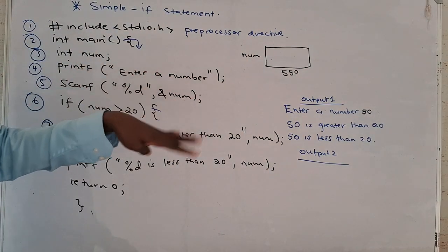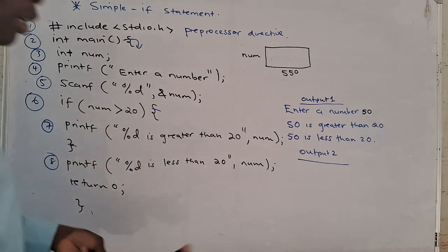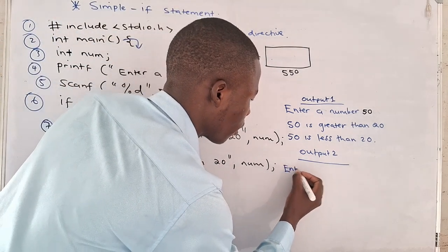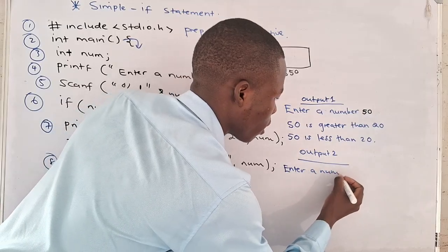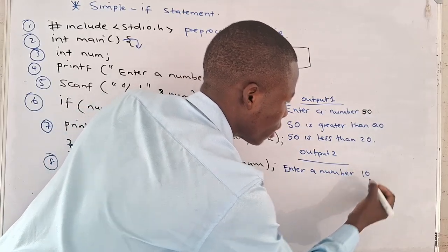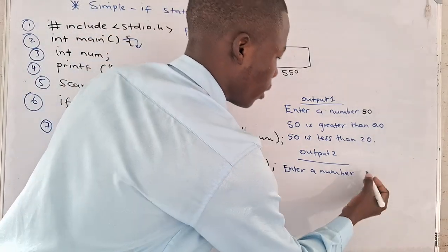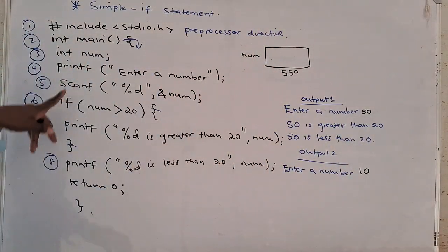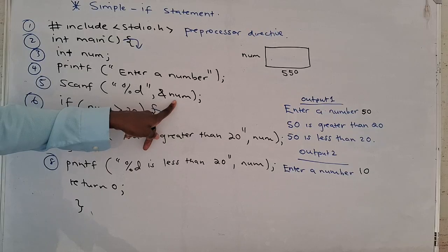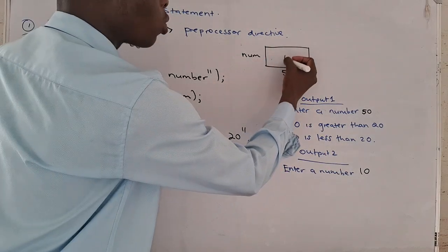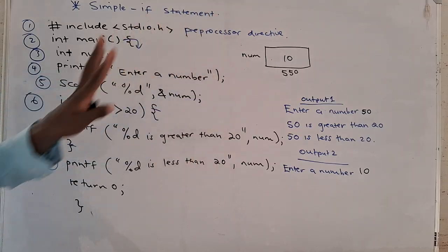Printf, enter a number. This is an instruction. You are going to enter a number. This you are going to see: enter a number. Suppose you are entering 10. So the number is 10. Now scanf %d ampersand num. So this 10 is directed into the variable num. In num there is 10 now.